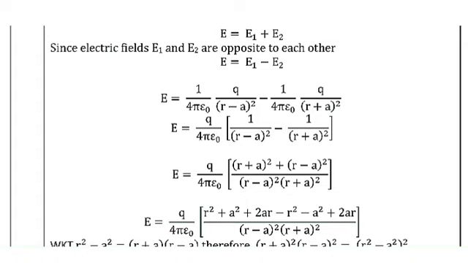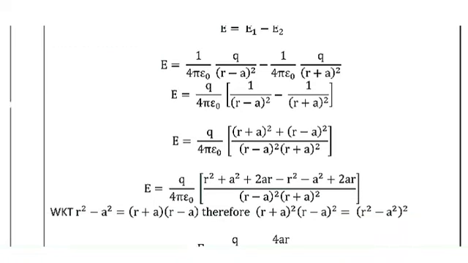Remaining is 1 by (R minus A) whole square minus 1 by (R plus A) whole square. Next step is we can cross multiply that equation. So (R plus A) whole square into 1 is (R plus A) whole square, plus (R minus A) whole square into 1 is (R minus A) whole square. In the denominator, same.